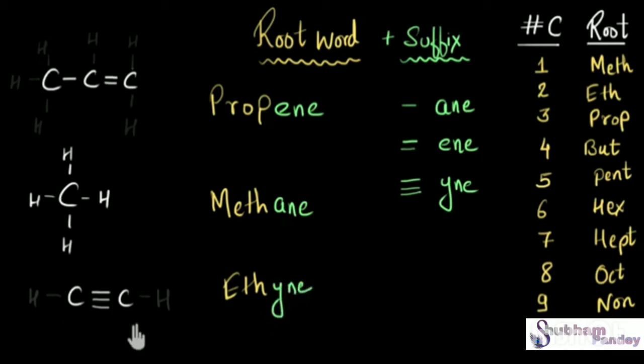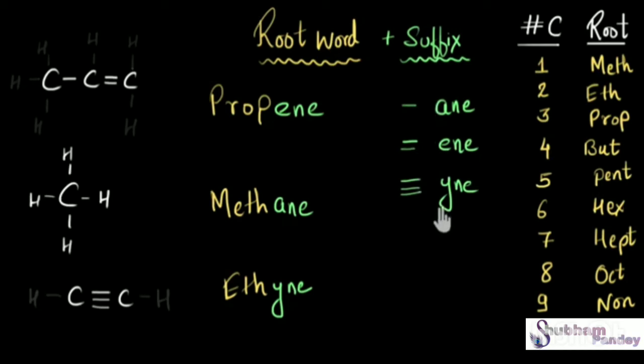So the name of this molecule is going to be ethine. With this, we saw how to name hydrocarbons. Basically, there are 2 parts: the root word, which denotes the number of carbon atoms present, and the suffix, which denotes whether it belongs to the alkane, alkene or alkyne family.